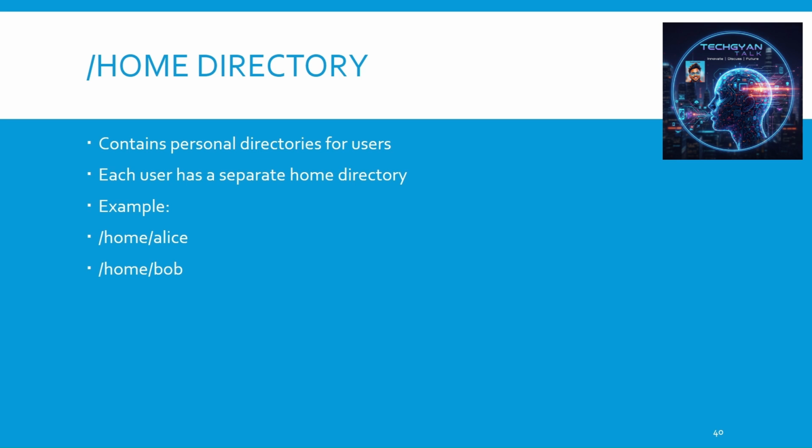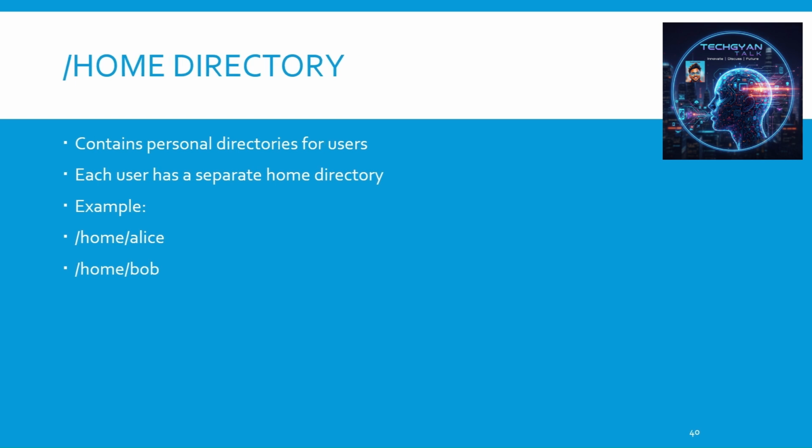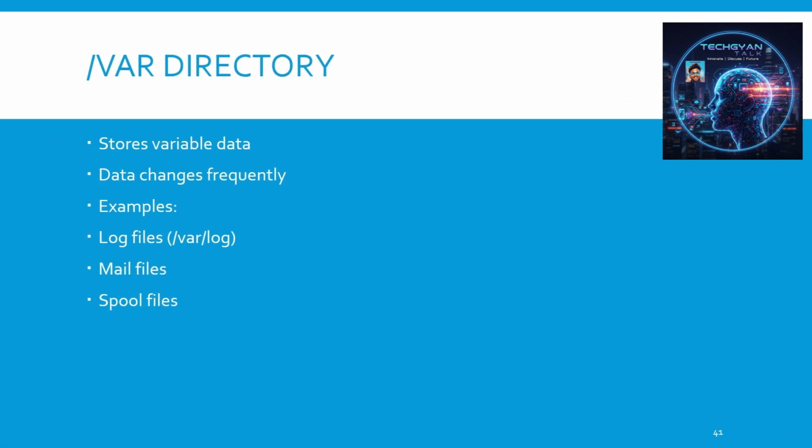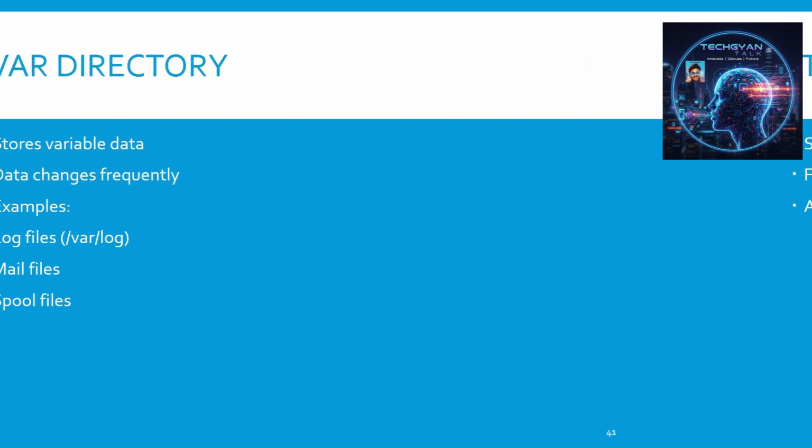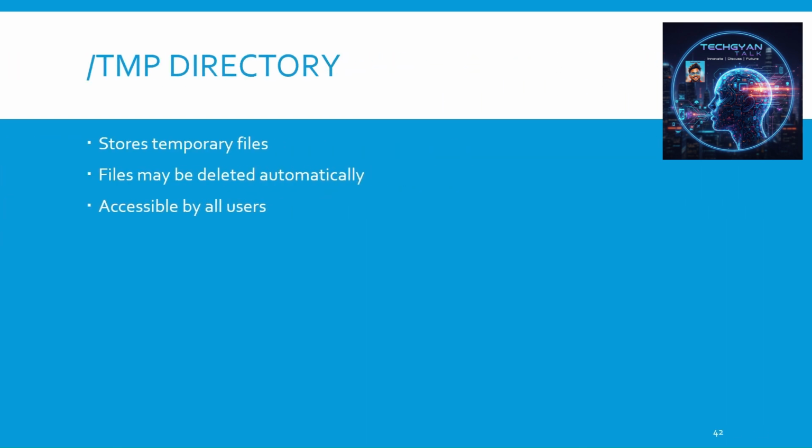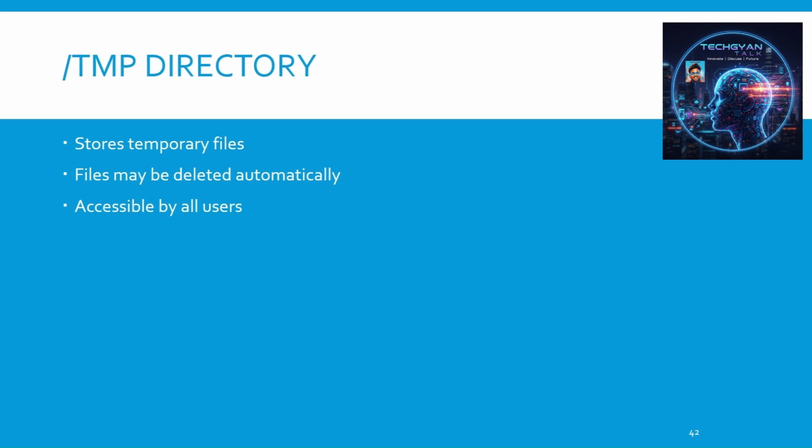Example: /home/alice, /home/bob. And the /var directory stores variable data. Data changes frequently. Examples: log files in /var/log, mail files, spool files. The /tmp directory stores temporary files and is automatically accessible by all users.